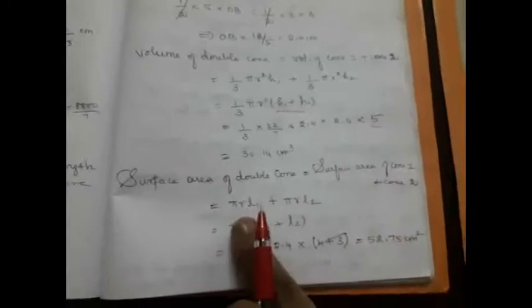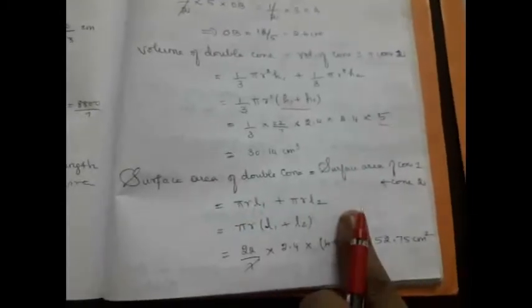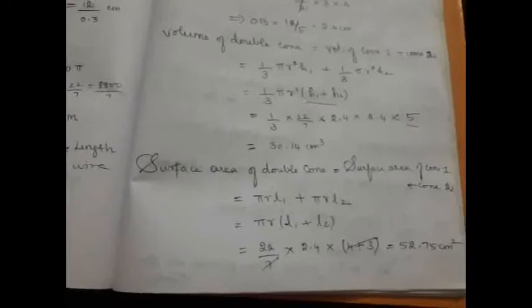Similarly, surface area of double cone is surface area of cone 1 plus surface area of cone 2, which is pi r L1 plus pi r L2. L1 is 4 centimeter and L2 is 3 centimeter. Alright. So if you simplify again, we can find what is the surface area of the double cone. Yes. Hope you understood. It's an easy and simple question.